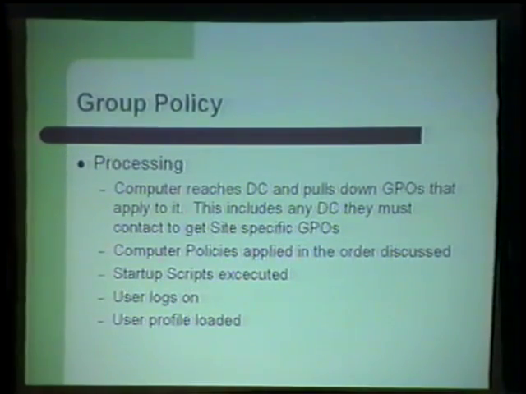So at this point, when you look at a computer and it's booting up, this is the exact process it makes coming in. The computer reaches the domain controller and pulls down its GPO. This includes any of the domain controllers it has to connect to in order to pull site-specific information down, as I said. So you might be contacting multiple domain controllers. The computer policies are applied in the order that we discussed: local, site, domain, OU. And then the startup scripts are executed. The user logs on at this point, and then the user profiles are loaded.